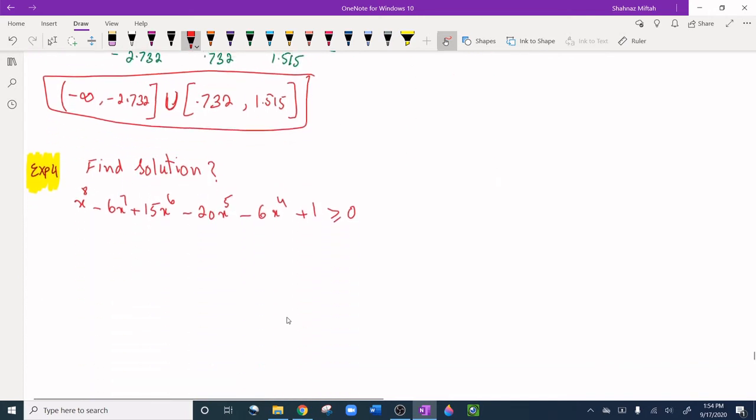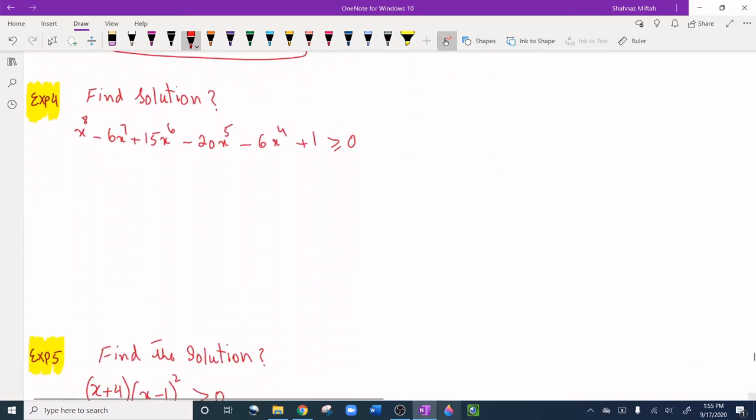Okay, let's do question number 4. In this question, number 4, find the solution, and we have the same thing. So I graphed this whole function, and I technically got the critical points by using my, how do you find critical points on the calculator? I mean, sorry, points of intersection on the calculator.